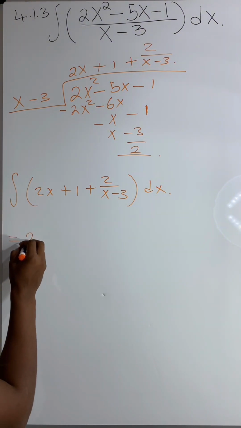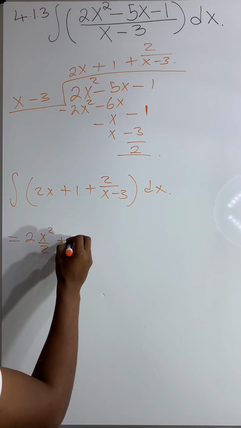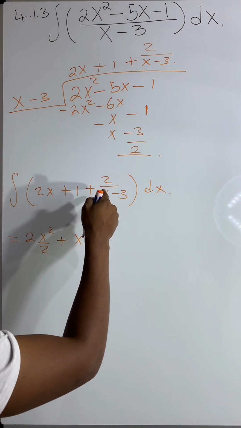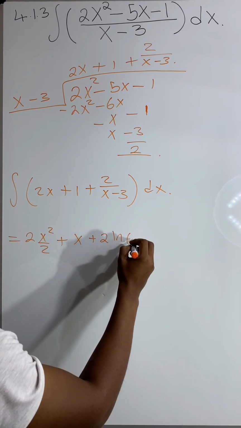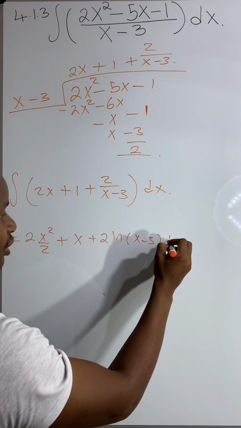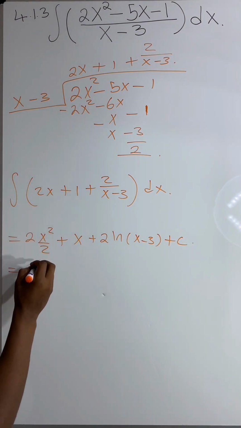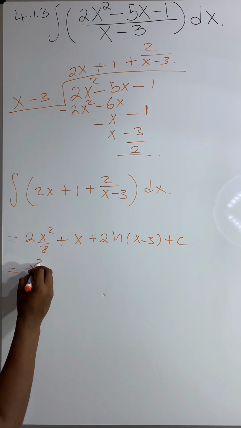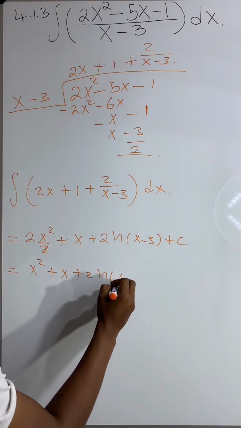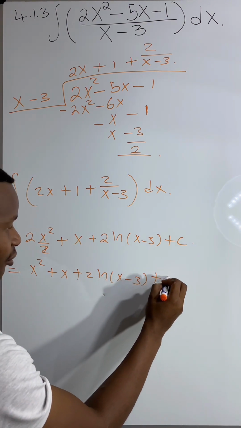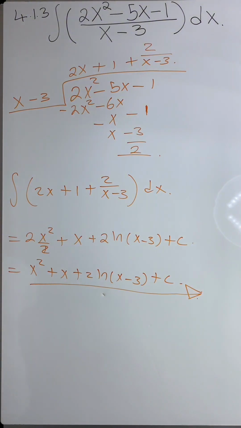Integrating 2x gives us 2x squared over 2, and integrating 1 gives us x, and the integral of 2 over x minus 3 is 2 multiplied by ln of x minus 3, plus c. And this will be equal to, that 2 will cancel that 2, so our final answer will be x squared plus x plus 2 ln of x minus 3 plus c. So this becomes our final answer.